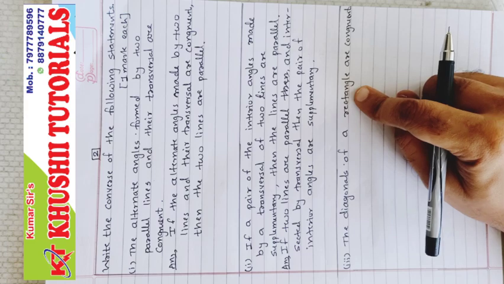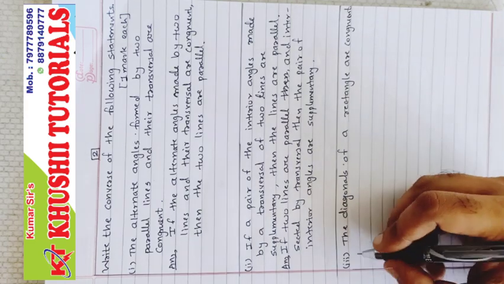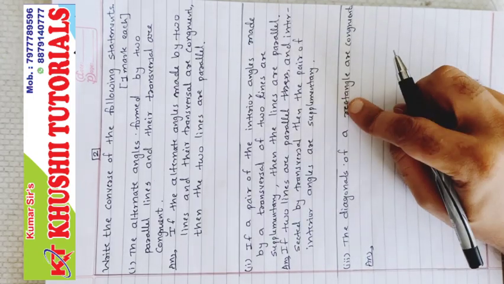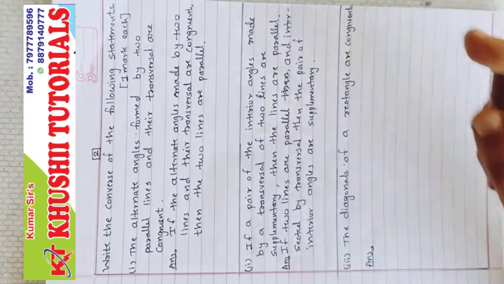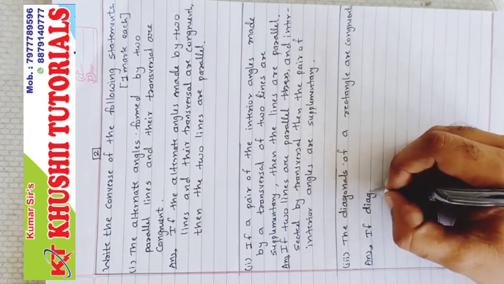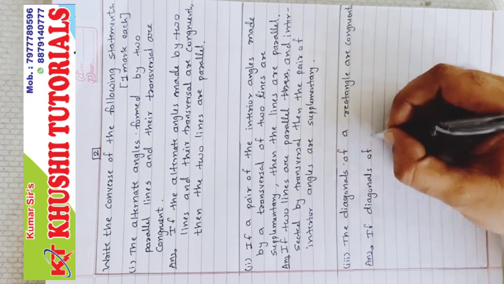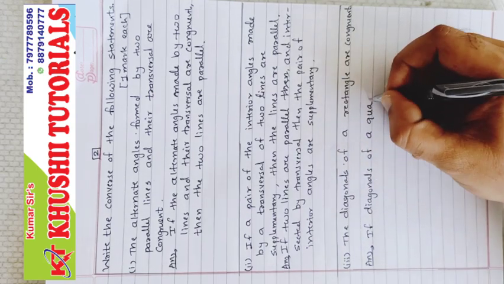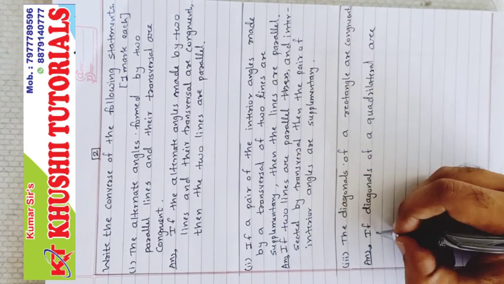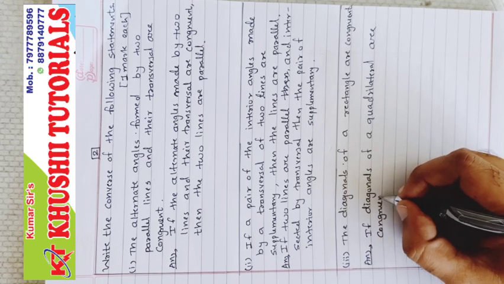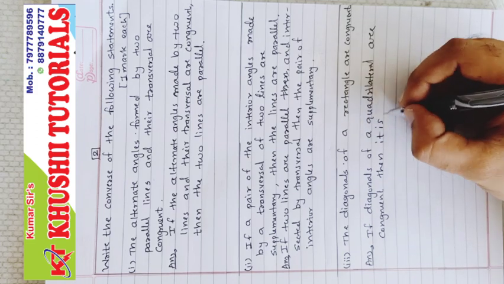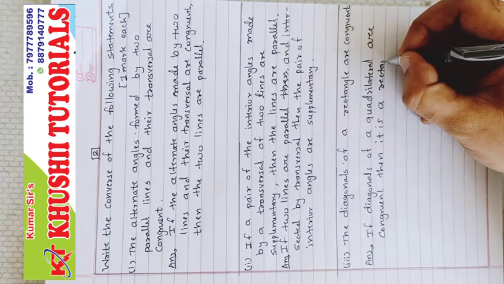So if a quadrilateral is a rectangle, then diagonals are congruent. Now the converse. Answer: if the diagonals of a quadrilateral are congruent, then it is a rectangle.